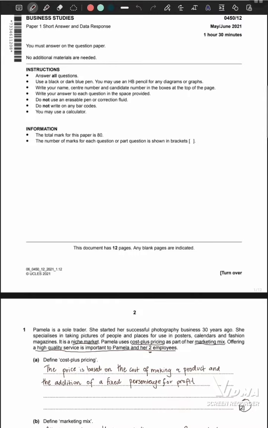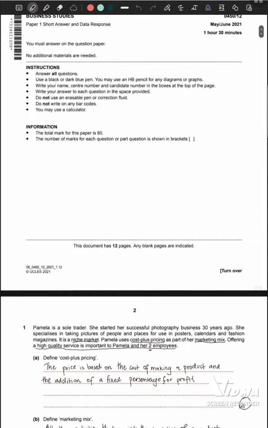Define cost-plus pricing. 1A. So for me, I think that you should use your own words. You don't necessarily have to remember exactly what your textbook or the past year paper marking scheme says, because it's not easy for everyone to remember the definition. I think you should really understand this term and the chapter itself in order to define it with no problem.